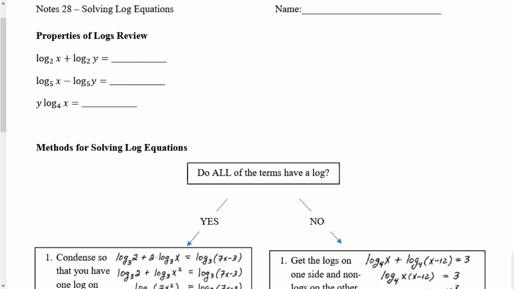Right, in this video we're going to be doing some notes on solving logarithmic equations. In order to do that, I'm going to have to use some properties of logarithms. So we've got a little review of the properties up here on the top. Again, the answer to a log is just an exponent.